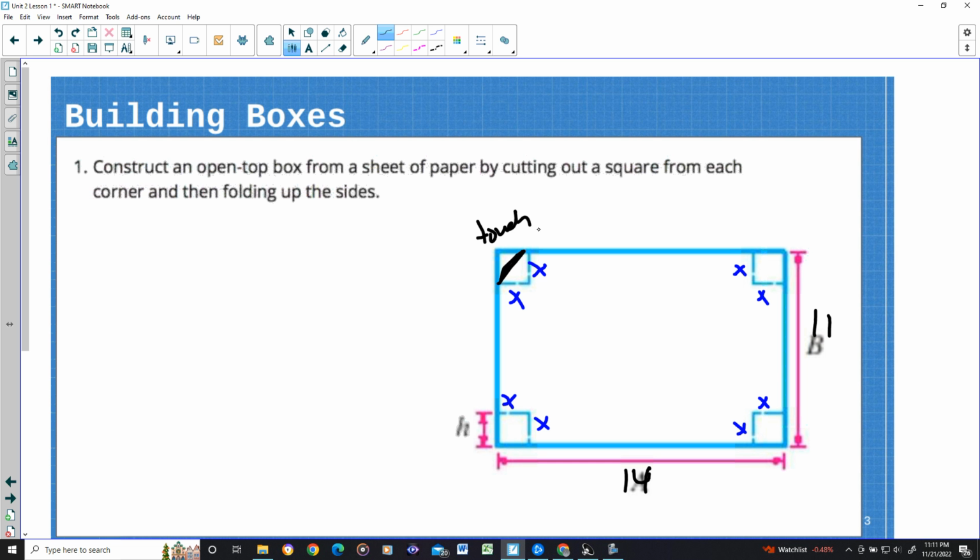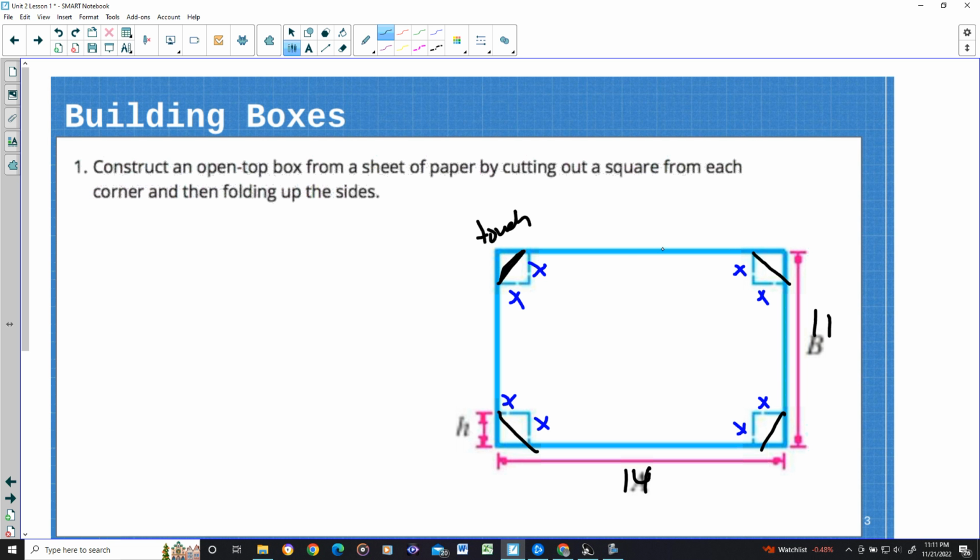And so because those are going to touch, and then these are going to touch, and then these are going to touch, and then these are going to touch. So what you'll have is, this has to be the new length of the box.